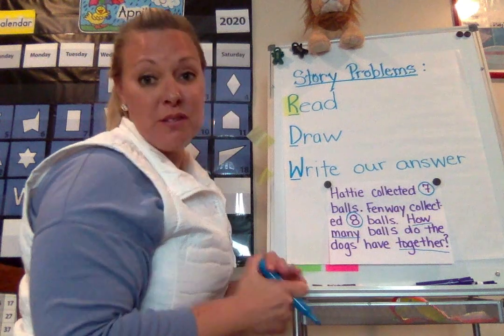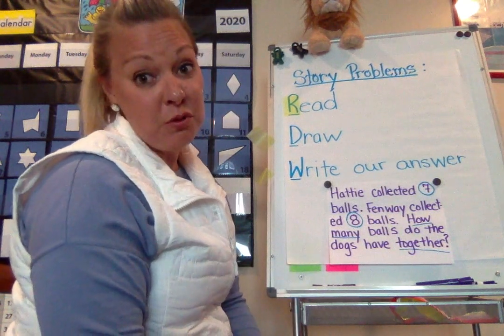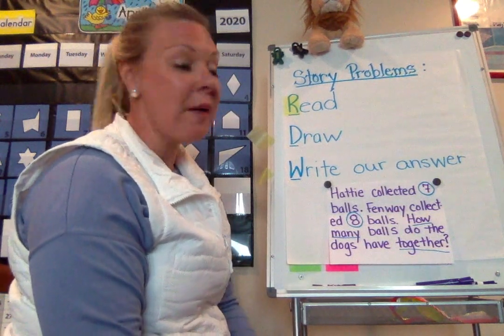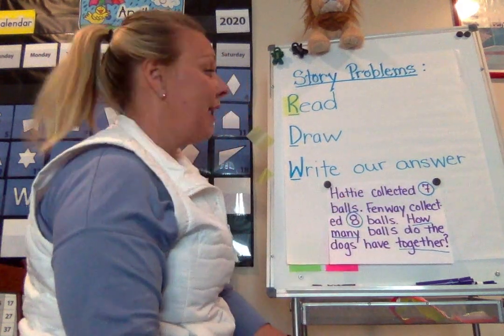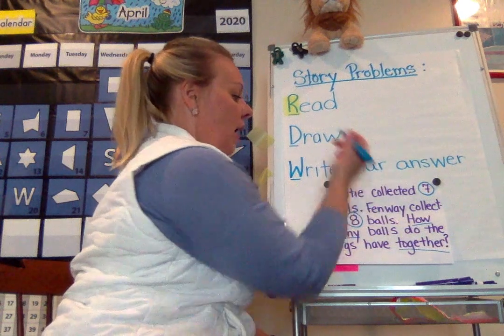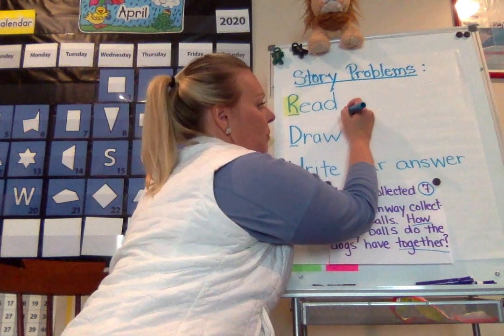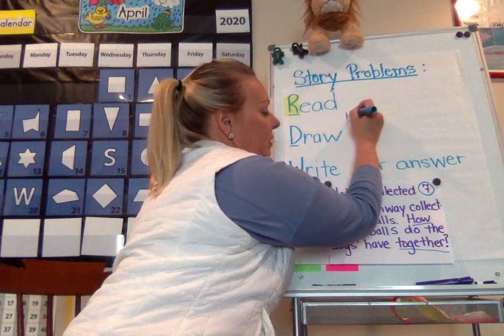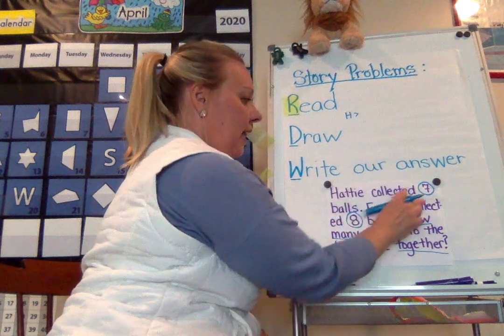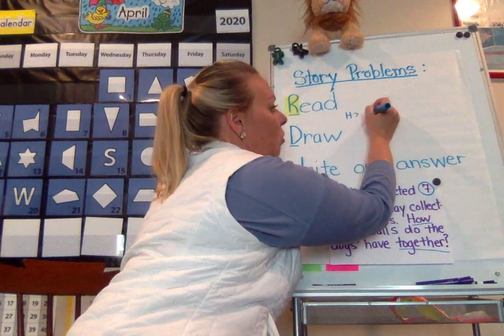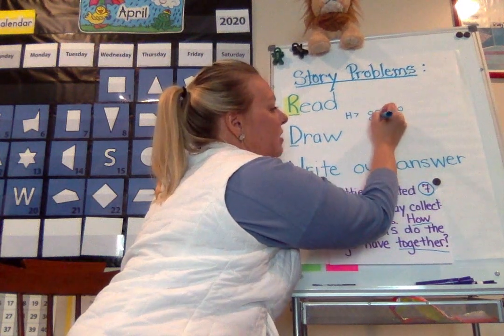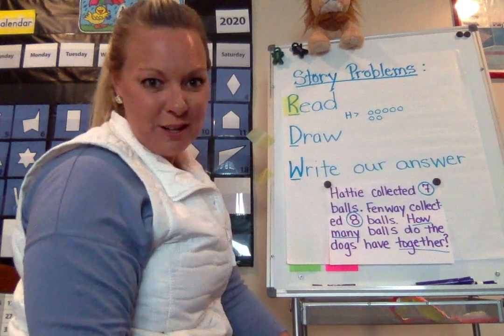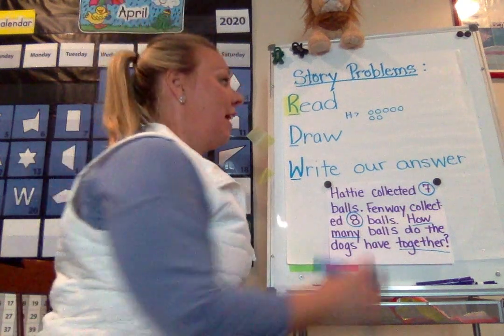The next thing, boys and girls, that you're going to do when you're working with story problems is to draw. So I've got balls here, right? That's what we call our unit. I have balls, so I can draw. I can draw Hattie, and I'm going to put an H for Hattie. And how many balls does Hattie have? She has 7. 1, 2, 3, 4, 5, 6, 7. Looks like a what, boys and girls? Looks like a tennis frame.